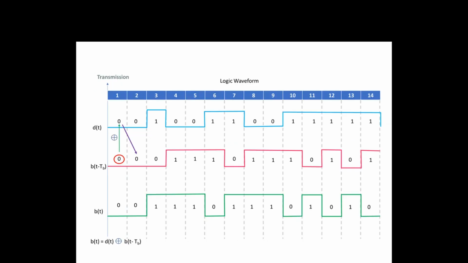Next, this is the waveform of D of t, B of t minus TB. Then we have D of t and B of t minus TB. Then we have the B of t.